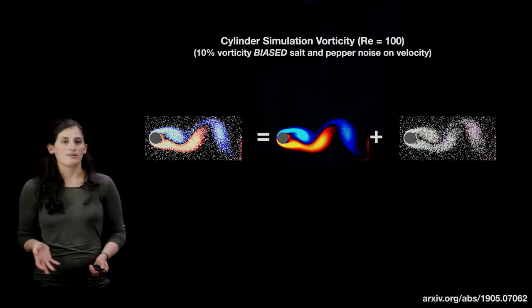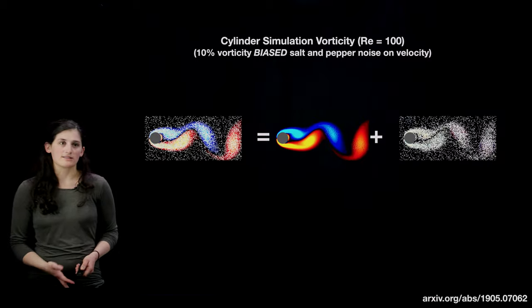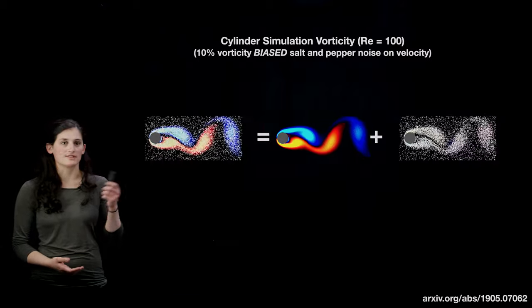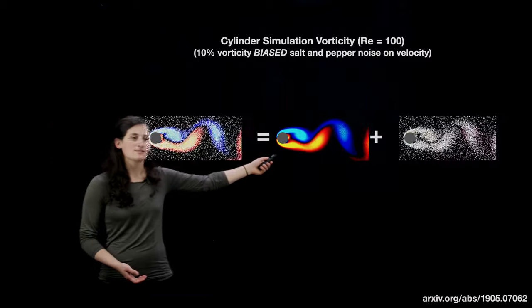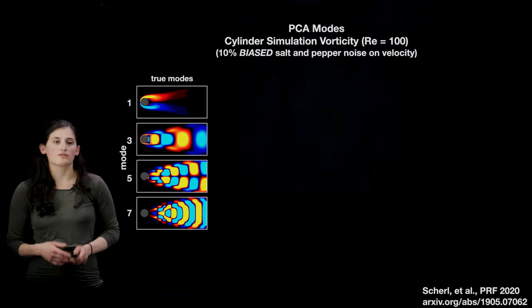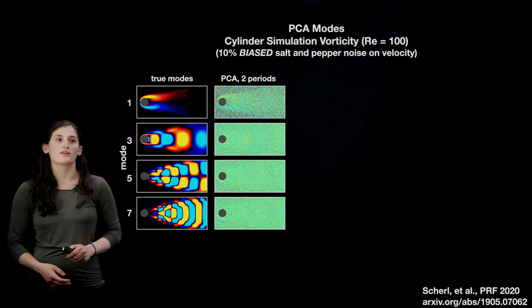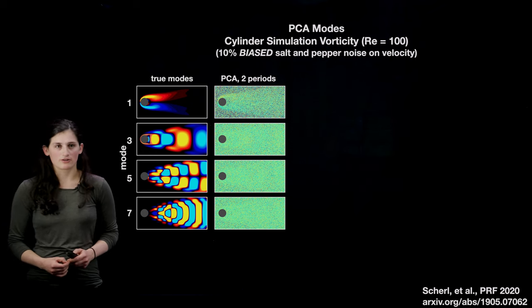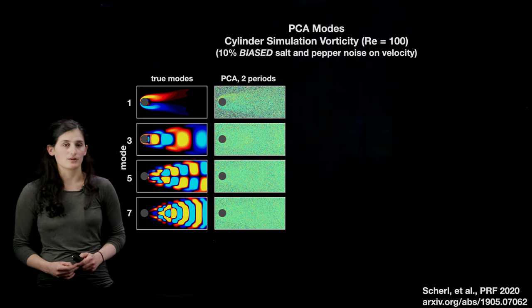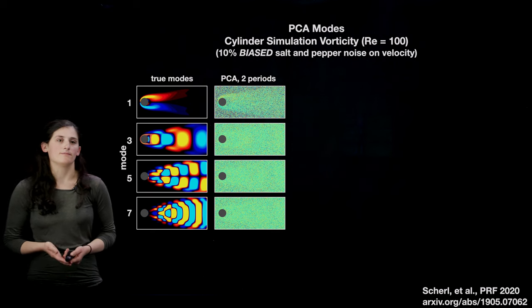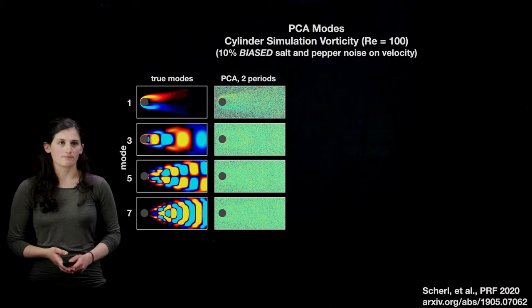So now we're going to move on to the modal decomposition aspect of this. If we want to look at the modal decompositions of this X matrix and this L matrix, we want to compare them to the true modes. If we compare the PCA modes to the true modes, we can see that they're pretty much incoherent and very difficult to interpret. There isn't much structure there. There's somewhat of a structure in the mean field in the first mode, but beyond that, there's not much there.